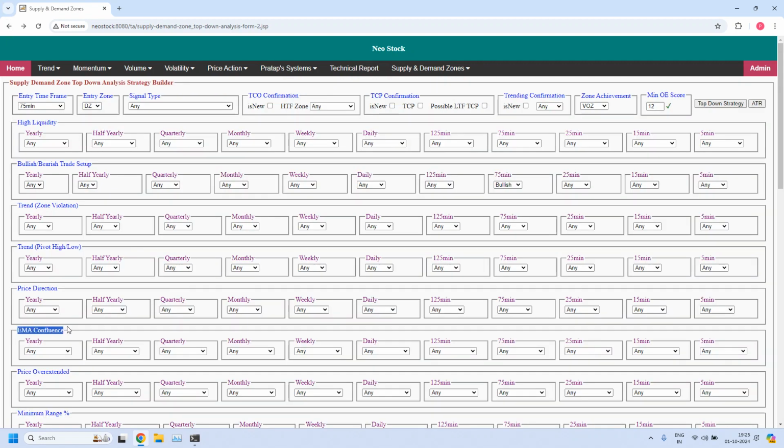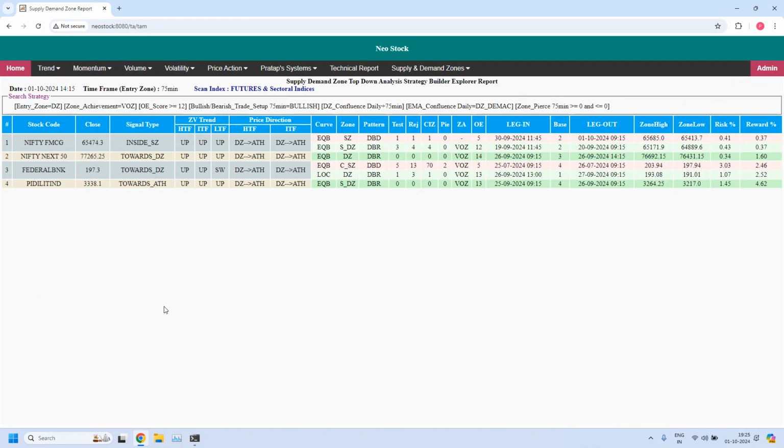So in the EMA confluence at daily time frame, I am enabling the filter daily demand zone with daily EMA confluence. Let's verify. 4 stocks are filtered. All these 4 stocks, the zones are having EMA confluence. And also trend is uptrend.